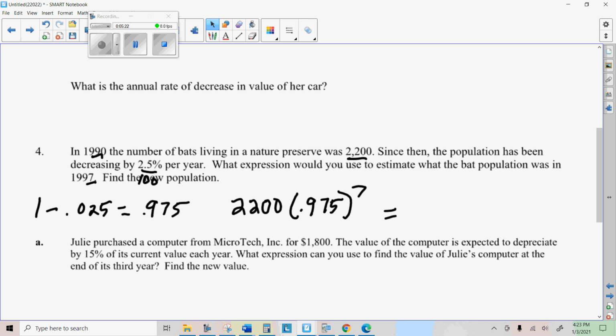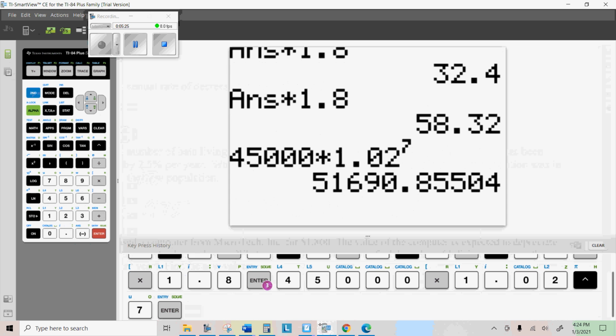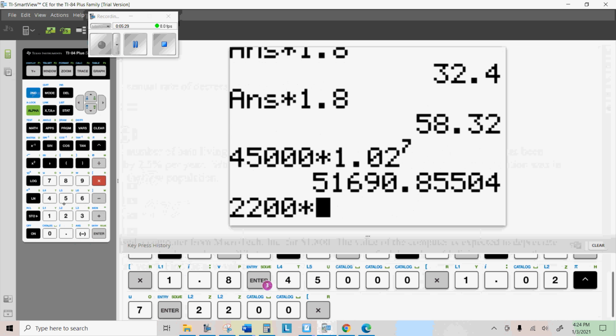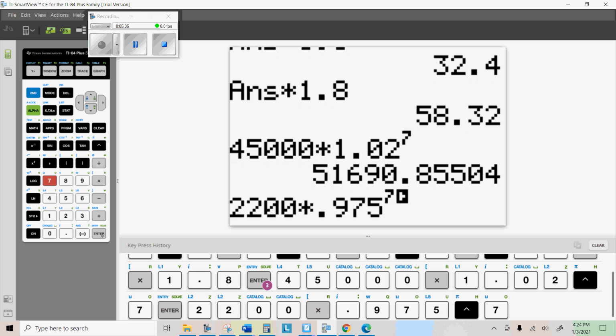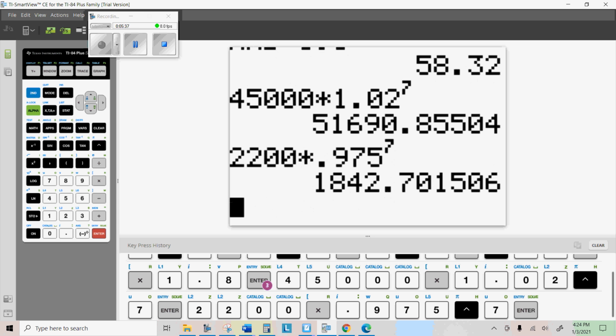And so the population would be 2,200 times 0.975 to the 7th power. Remember, these are bats, so we're going to round it to the nearest whole bat. So 1,843 bats.